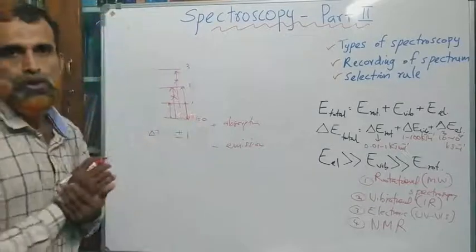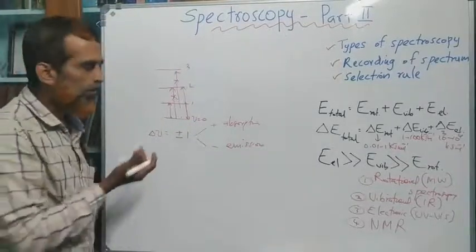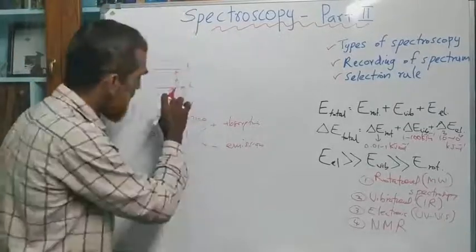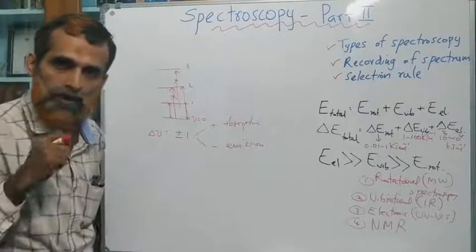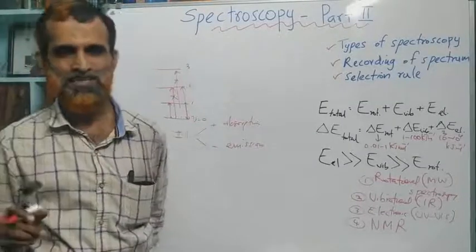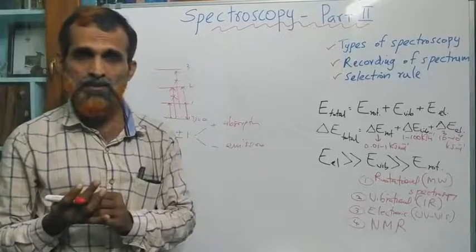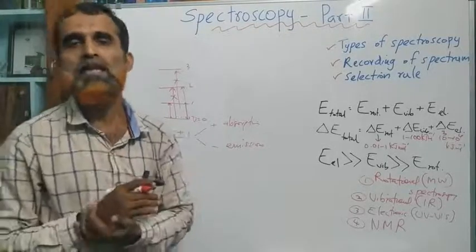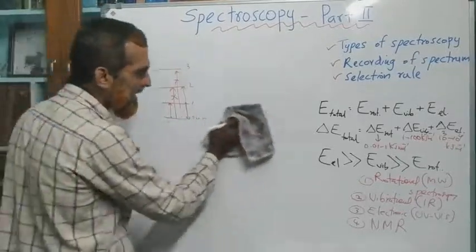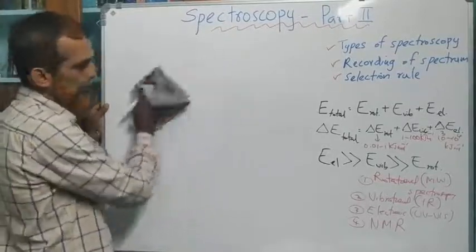Suppose there is no selection rule, what would happen? All transitions would be possible. The molecule can go from any level to any level, so correspondingly different amounts of energy will be absorbed. All of them will give peaks, so many peaks in the spectrum, which is of little use. It's very difficult to interpret such a spectrum. So the selection rule restricts the number of transitions and simplifies the spectrum.